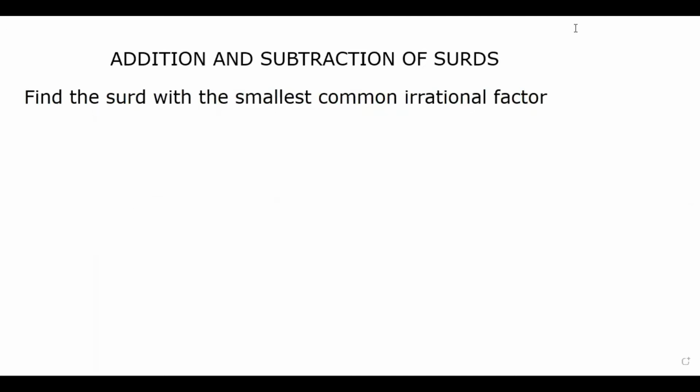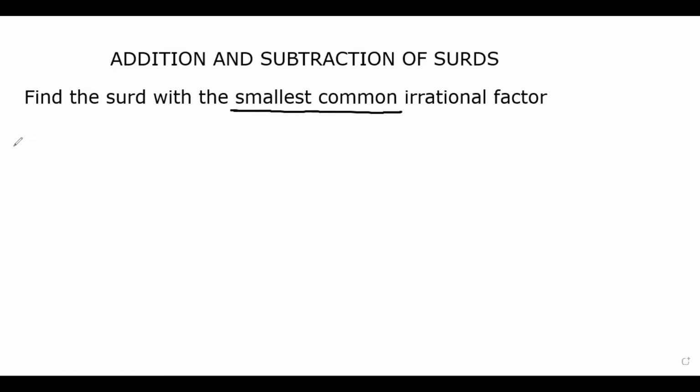So if you haven't watched the previous videos on introduction to Surds, the laws of Surds, and reducing Surds, I'd advise you to go and watch those before you get started here. In order to add and subtract Surds, you have to know how to reduce Surds. And in order to reduce the Surds, we have to find the Surds with the smallest common irrational factor.